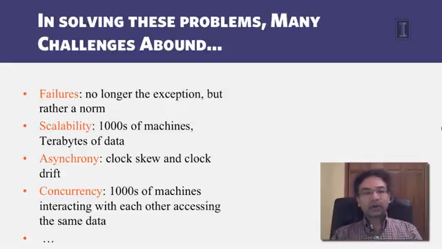Asynchrony, again, is a very important challenge that you have to deal with when designing distributed algorithms. The fact that different processes have unsynchronized clocks means that you will have a difference between clocks, clock skew. You'll also have clocks moving apart from each other. That's known as clock drift. Again, you'll see these later on in the course. And of course, concurrency is something that you have to deal with. Thousands of machines accessing the same data, interacting with each other, are bound to create race conditions and are bound to create conditions where data might be inconsistent. And so we have to be careful to make sure the data stays consistent even while machines are interacting with each other and are accessing the same data.